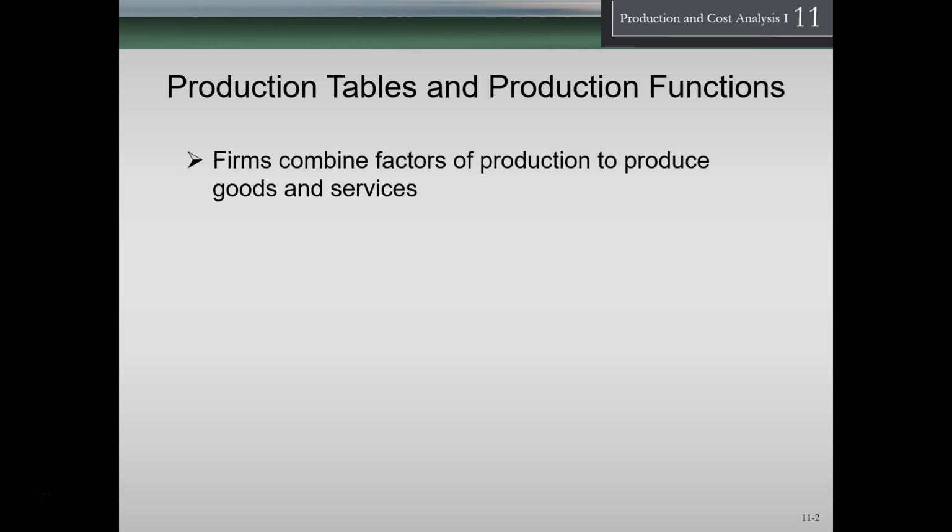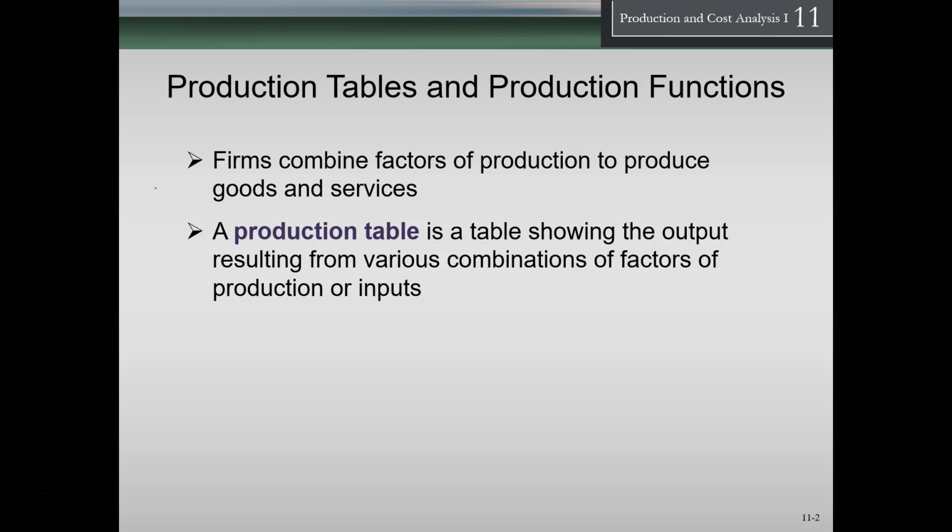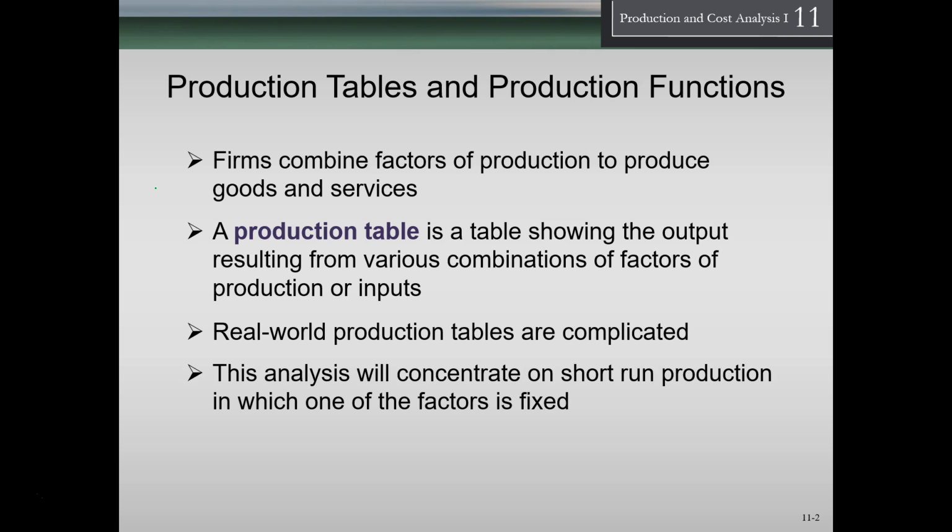Okay, so we have the production table and production functions. Firms combine factors of production to produce goods and services. So obviously we're going to take the factors of production, combine them, and produce goods and services. A production table is a table showing the output resultant from various combinations of factors of production or inputs. In the real world, tables can be quite complex. We can take in a lot of factors within the production table. This analysis will concentrate on short-run production, in which one of the factors is fixed.